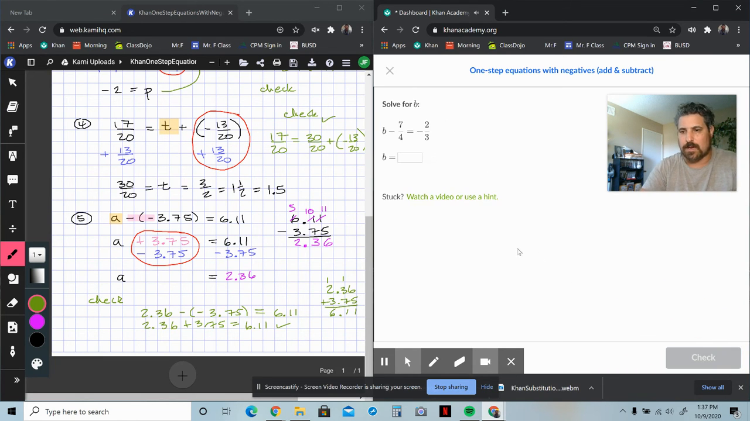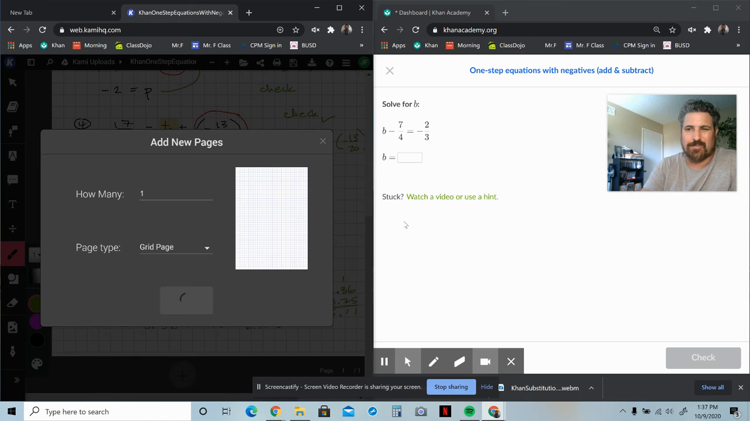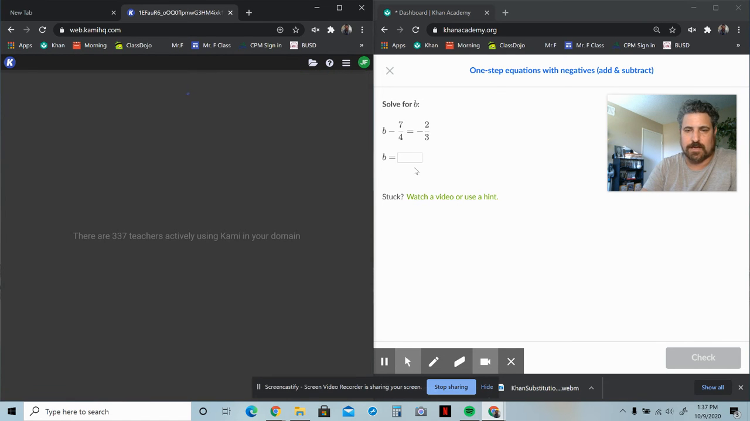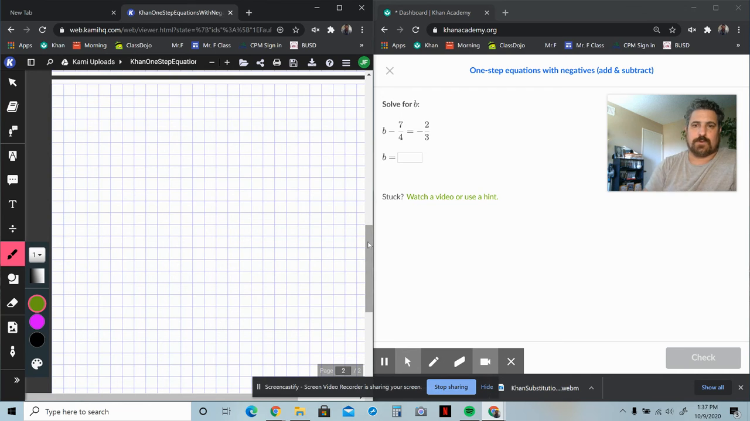And now we can go to the next problem. So this is number 6. I'm going to add a new page here because I'm running out of space. I'm probably going to upload this for you guys so that you have examples of how to solve equations. So let's do this one, number 6.